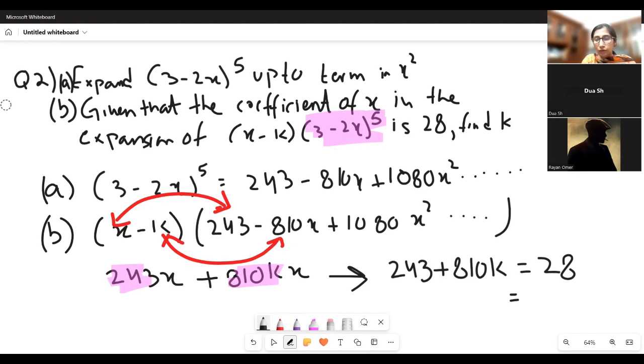So we have 810k equals negative, what is 28 minus 243? That is minus 215, and k would be equal to minus 215 divided by 810. That is minus 43 over 162, which is the correct answer.